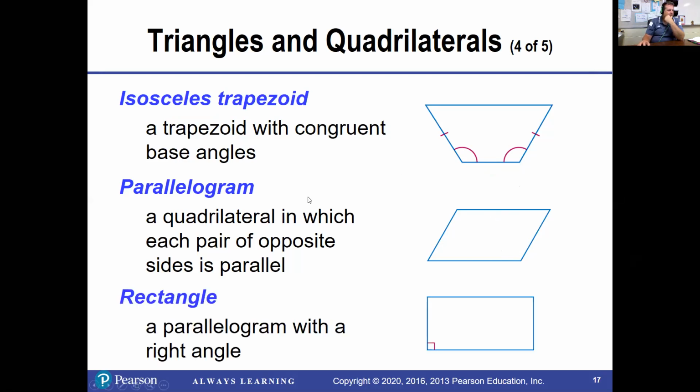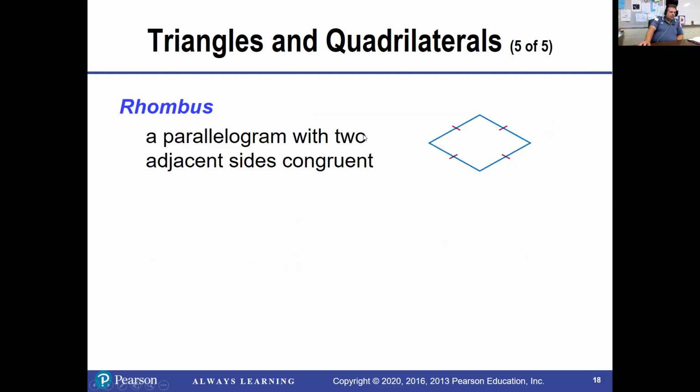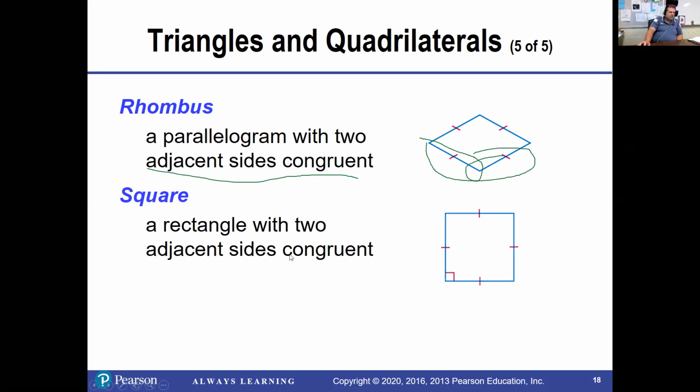A rectangle is a parallelogram with right angles. So it has to have all right angles and the opposite sides have to be congruent and parallel. Rhombus is a parallelogram with two adjacent congruent sides. In other words, these two are equal, those two are equal, okay? But by rule, it says the two adjacent sides. Well, what's adjacent again? Well, next to each other. So we're talking about this side congruent to this side. That's your adjacent sides, and that makes it a rhombus. Square is a rectangle with two adjacent sides congruent.